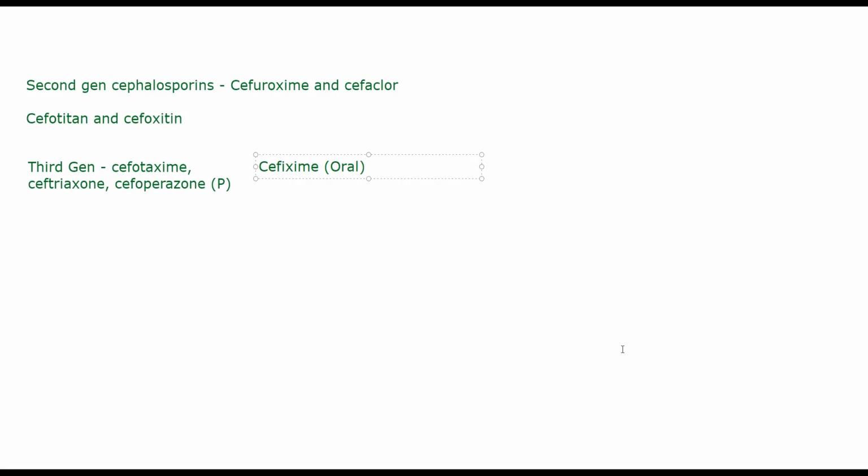So all of these can also cross the BBB, so they can be used in meningitis. Ceftriaxone specifically has a very long half-life, so you can give it OD, once a day. A single dose will be enough. It is mainly excreted through your biliary tract and you do not need a dose adjustment for renal insufficiency.